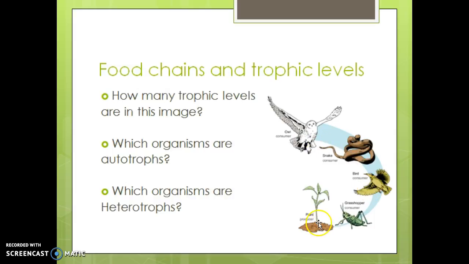And I want you to know that all of the energy that's in this plant, if the grasshopper were to eat this entire plant, the grasshopper is not going to get all of that energy because some of it has been lost as heat. The bird that eats this grasshopper, is the bird going to get all of the energy in this grasshopper? Nope, because some of that energy is lost as heat. What about the snakes? All the energy from the bird? Nope, because some of it's lost as heat, and same with the owl.